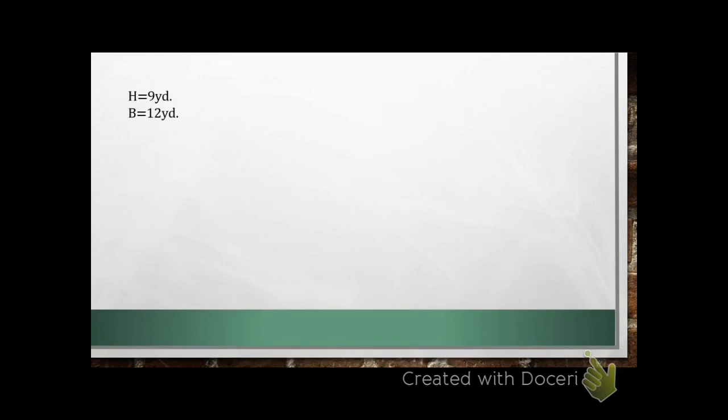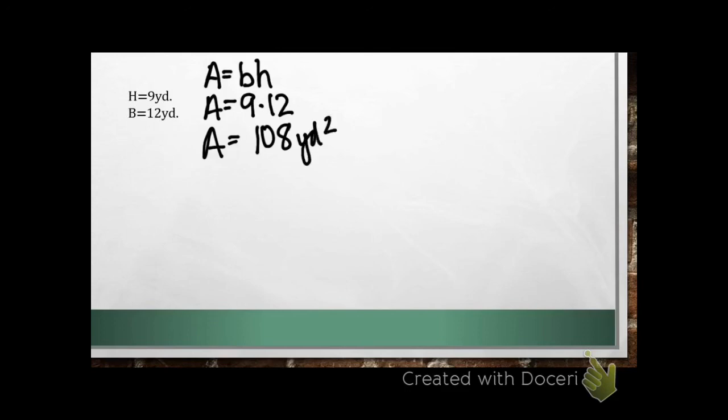All right, let's try one more. This time we're going to just do a parallelogram. We have height and base. So let's go ahead and write our formula: A equals b times h. When we do that, we're going to get A equals 9 times 12. So my area is going to be what? 108 yards squared.